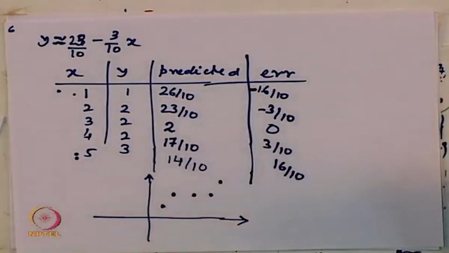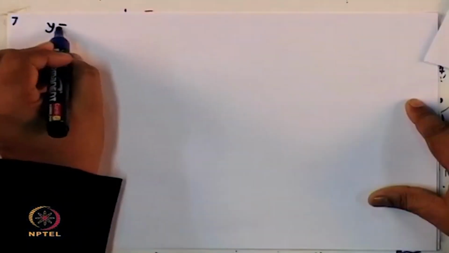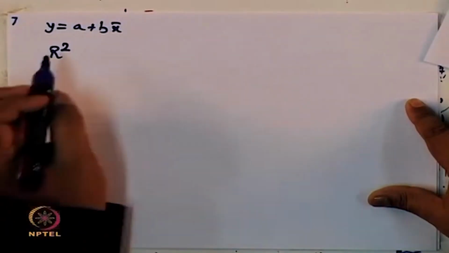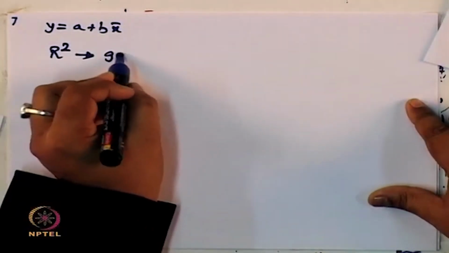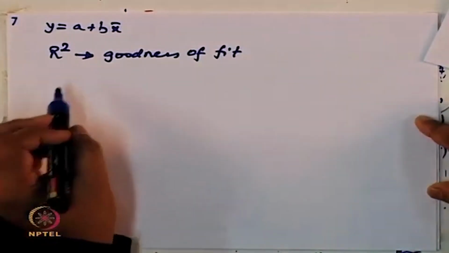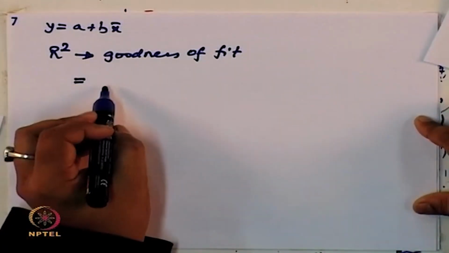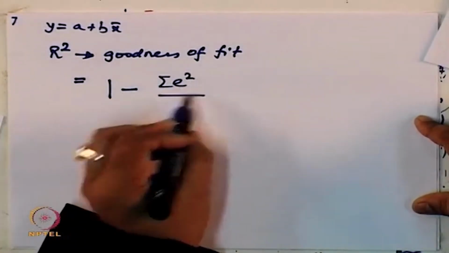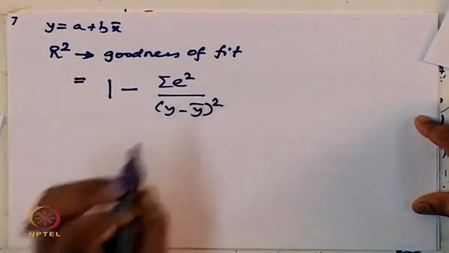Okay. The way to estimate the goodness of fit of this data is to compute R square. What you typically have, if you do it in Excel or Origin or any of the standard statistical software, is that in addition to the equation that they write, they also write a value of R square. This R square is a measure of goodness of fit. It is given by the expression R square equal to 1 minus summation of E square by summation of (y minus y bar) whole square.